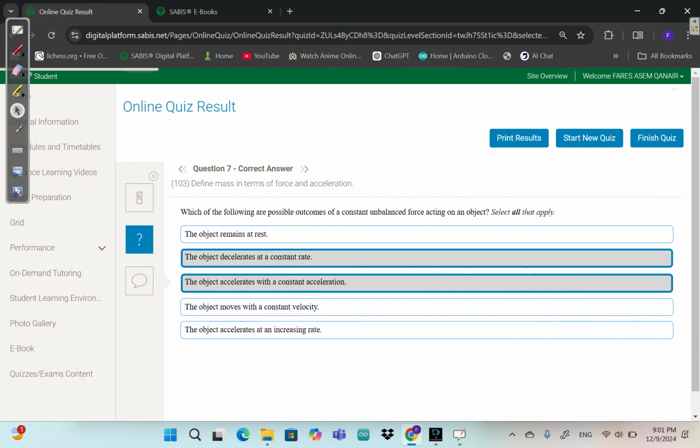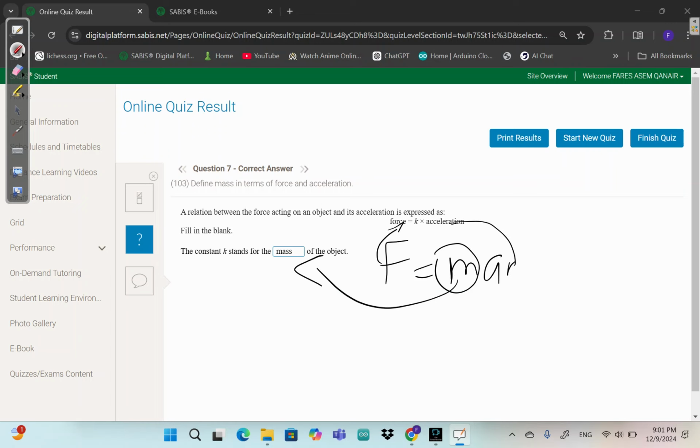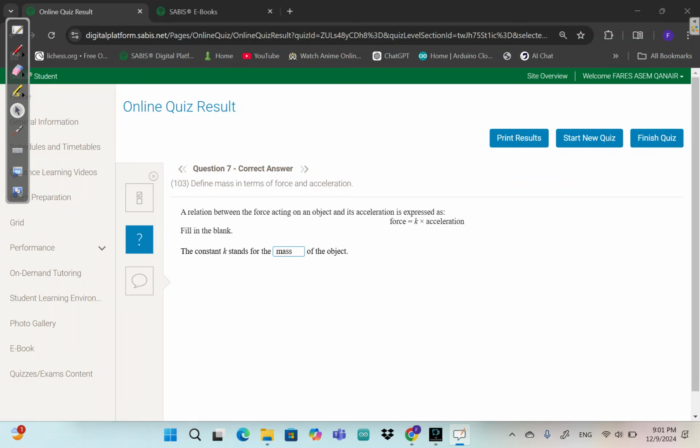Next question now. Question 7. A relation between the force acting on an object and its acceleration is expressed as force is equal to k times acceleration. So we need to know our rule, which is F equals ma. We have force here, and we have acceleration here. So what's the only thing that's left? M, which is mass. And that's our answer.